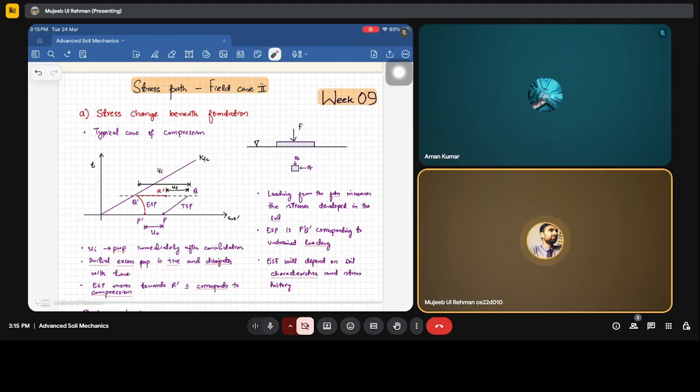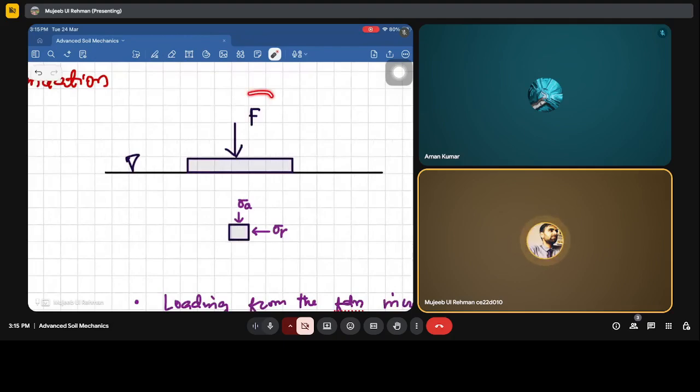If we have a foundation like this, which is imposing some load on the soil, we have to consider a sample which is totally at the center of this footing and at some depth. The reason for this is that if we take a sample away from this, it will have components of shear also. So, to keep things simple, we consider the sample of soil lying directly beneath the foundation at its center, so that there is no eccentricity between the load and the sample that we have considered.